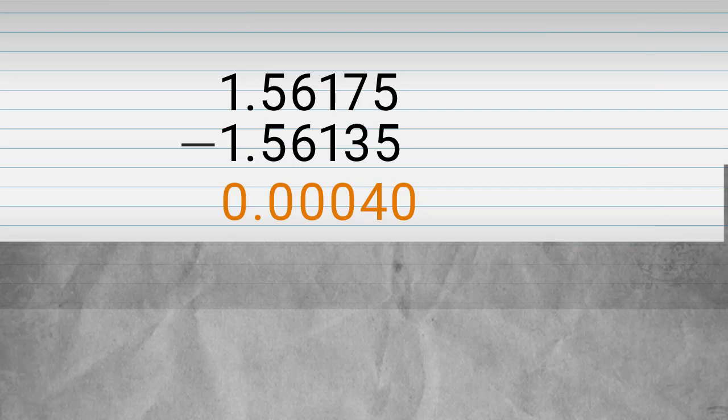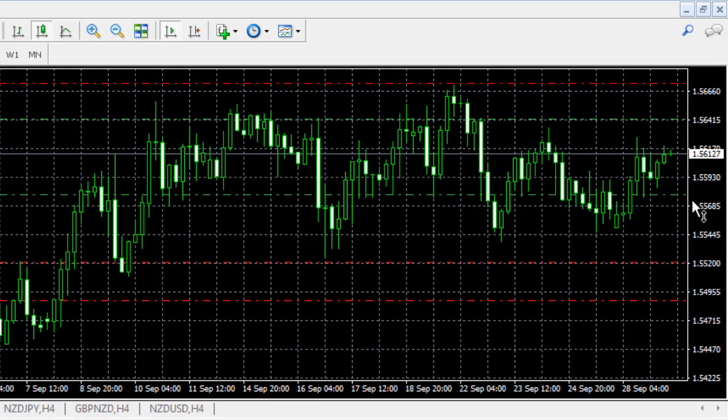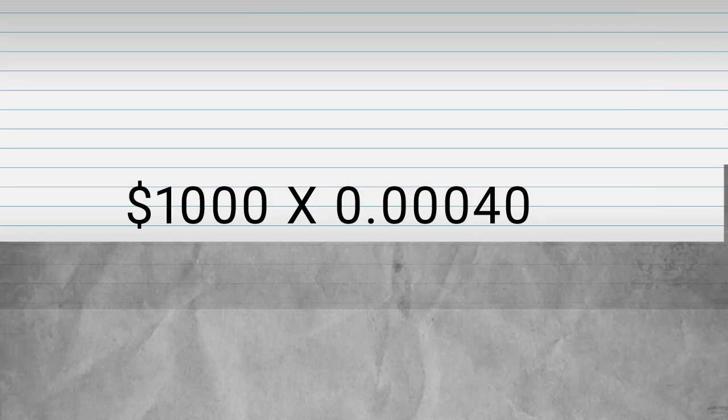Now, 1 pip. You can imagine 1 pip now. Okay, let's use this 4 pips as an example. How much value can I attain by trading and making 4 pips in profit? Let's do a quick calculation. Let's assume that you are trading with $1,000. So $1,000 multiplied by 0.00040, which is 4 pips, not 40 pips.